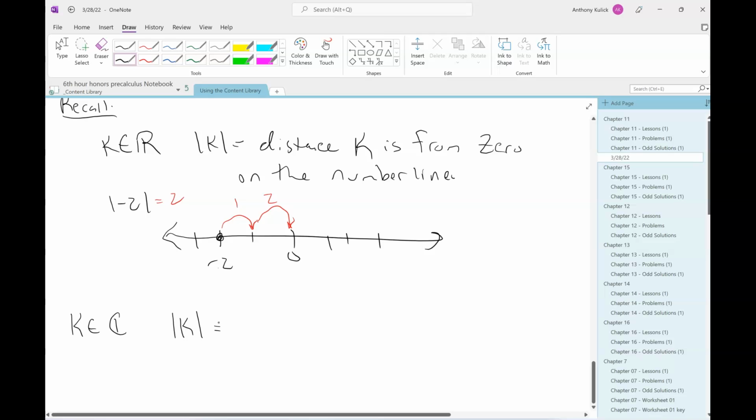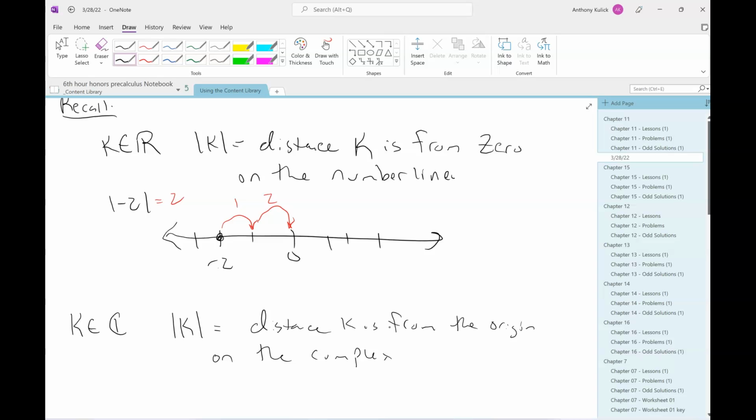Do the complex numbers live on the number line? No, man, where do they live? On the complex plane. Okay, so it's still going to be a distance. Is there 0 on the complex plane? Yeah, let's call it the origin. It wouldn't be wrong to call that 0 since it's basically 0 plus 0i, which is still just 0, but we'll call it the origin because I think that is a little bit more intuitive as to what we mean.